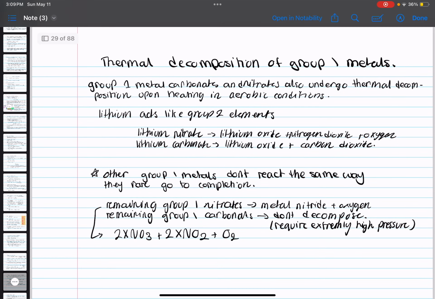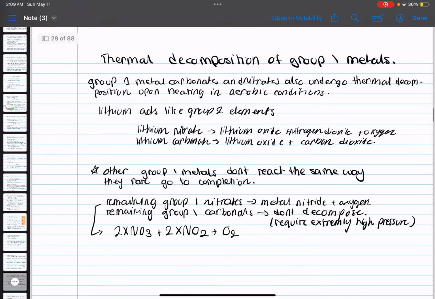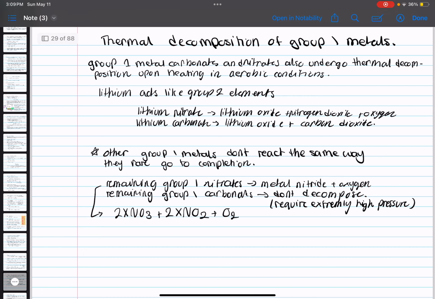Thermal decomposition of group 1 metals. Group 1 metal carbonates and nitrates also undergo thermal decomposition upon heating in aerobic conditions. Lithium acts like a group 2 element, so lithium nitrate would give you lithium oxide plus nitrogen dioxide plus oxygen, and lithium carbonate is going to give you lithium oxide plus carbon dioxide.